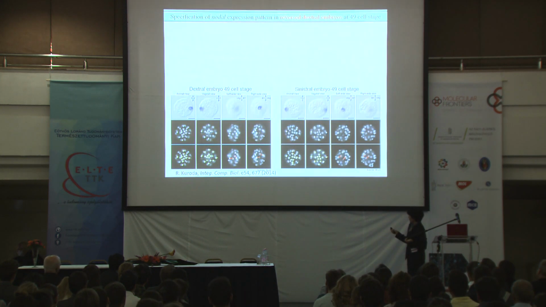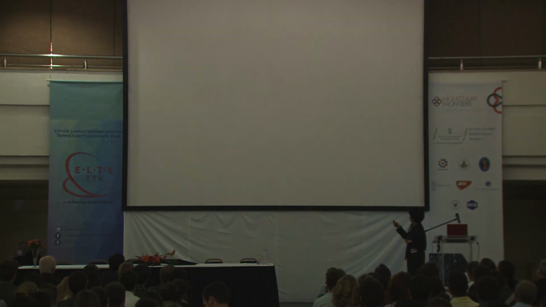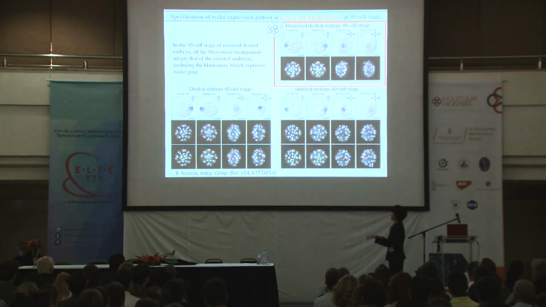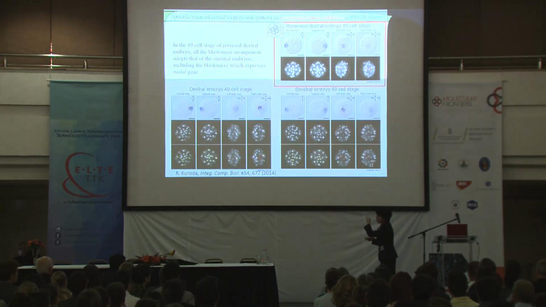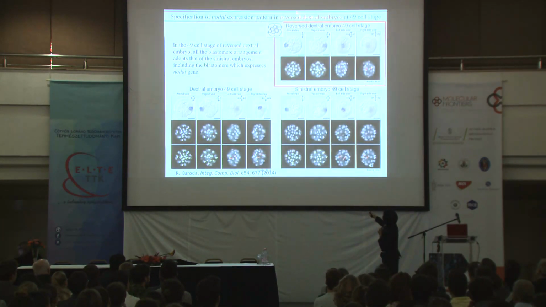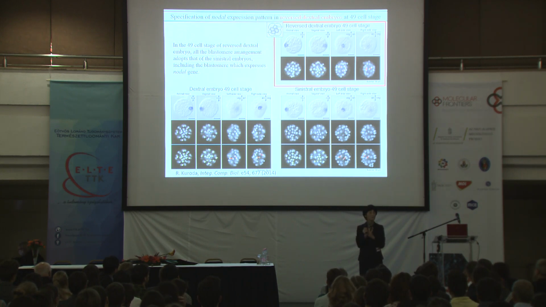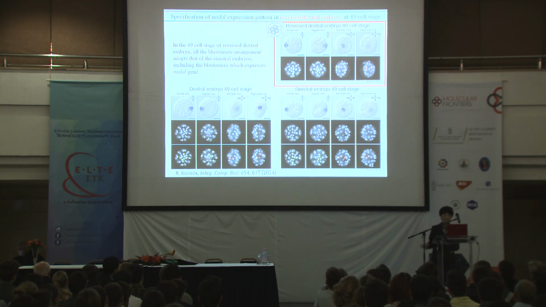What happens if you do the manipulation? This is the important one, so wake up. This is the thing you have to watch, okay? This is the 49-cell stage and the reversed one. Look at that. This is the dextral one, but it's not like dextral. It's just like sinistral. So if you push the thing at the very early stage, the Nodal expression becomes reversed, on the mirror image side. That's the reason it works like this.